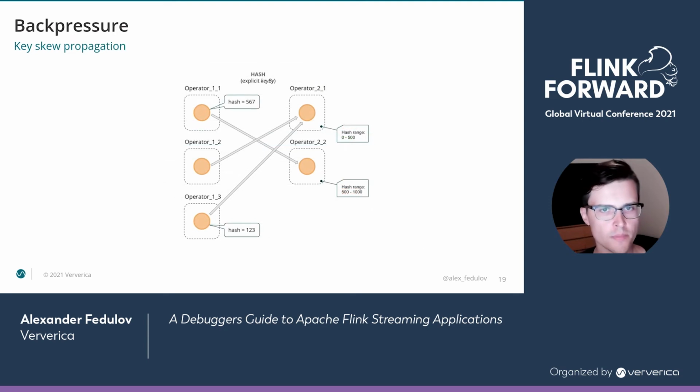How does it work? If you have a keyBy between two operators and you have one outlier key with much more data than the rest, its subtask is going to get busy and push back all of the previous subtasks that send data to it. This way, effects of a single heavily skewed key at the end of the job graph could propagate upstream and clog the whole pipeline.